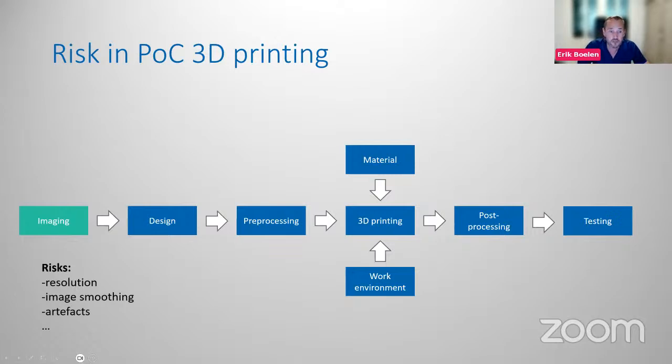consider image resolution, but also image smoothing. If the radiology department smooths the images, what effect does it have on the quality of your input? Imaging artifacts are also always difficult to handle if you have to perform segmentation and get a proper 3D model.